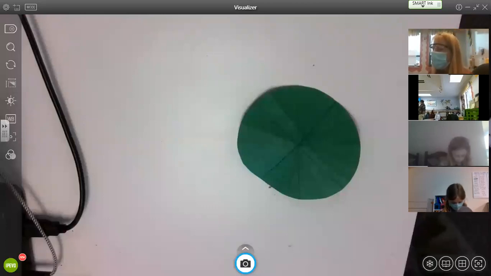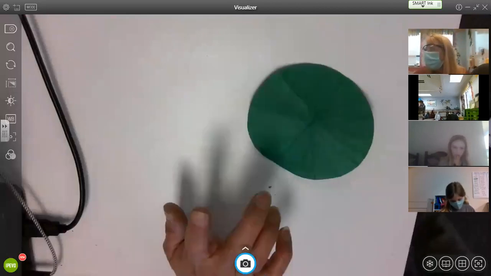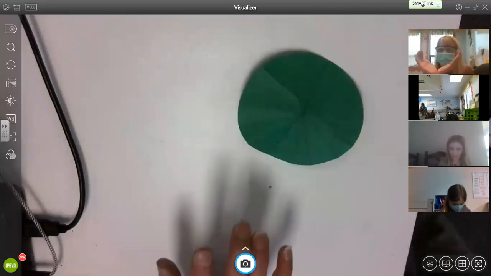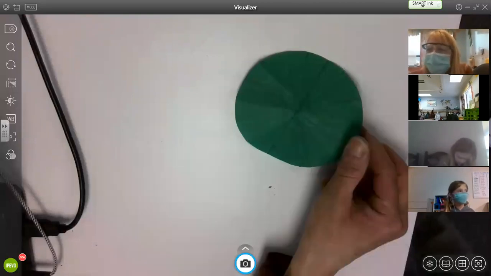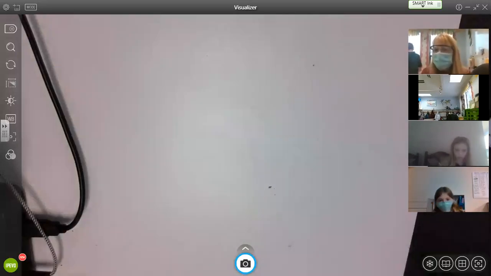Infinity. This can keep going and going because of the curve, right? Around the outside, it's all curved. So you can just keep folding and folding and finding more and more lines of symmetry. So nicely done. All right.